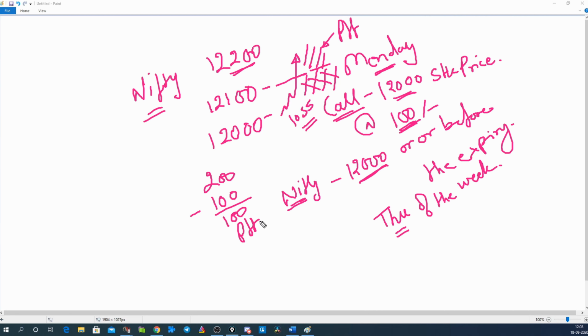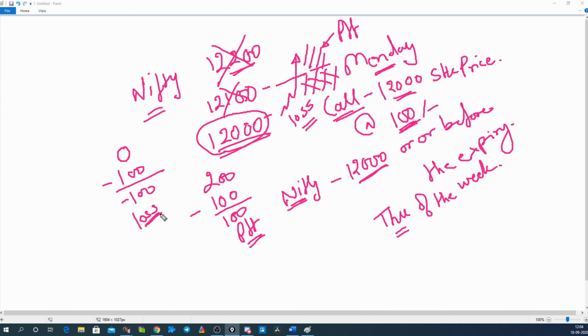Now let us go back to our call option example and see what if the market does not move and closes at 12,000 itself. So here the market does not go to 12,200 but closes at 12,000. In this case, our option will be worth 0 and when you reduce the purchase price of 100 from it, you are left with a loss of 100 rupees. So not only does the market have to move, but it has to go beyond your break-even point in case of options for you to make money.